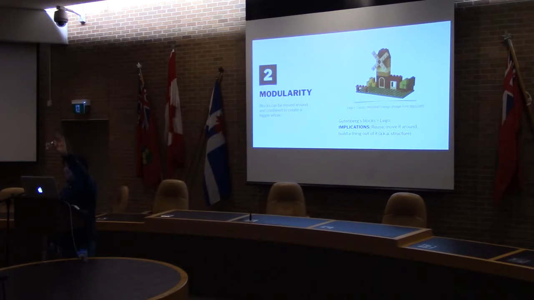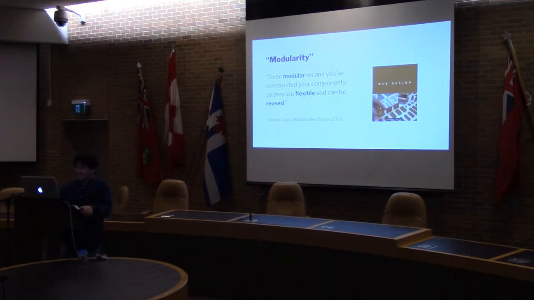Think of Gutenberg and everything that you do, doing design and content for it, in terms of these. Try to latch onto this metaphor as we go through this entire section, and sooner or later you will find that it makes sense why Gutenberg, especially in the WordPress community, is almost always compared to Lego. So here's how Nathan Curtis defined modularity in his book, Modular Web Design. To be modular means you've constructed your components, that is to say, your Gutenberg blocks in this case, so that they are flexible and can be reused.